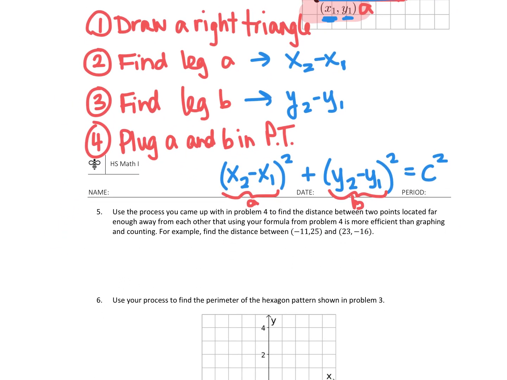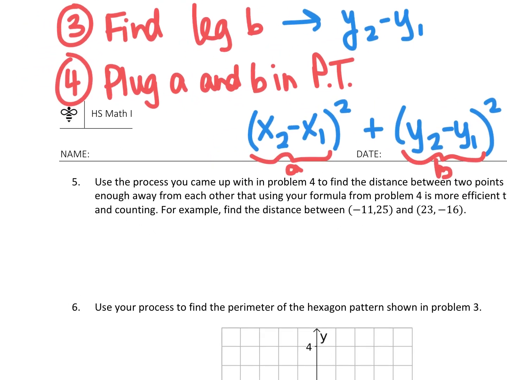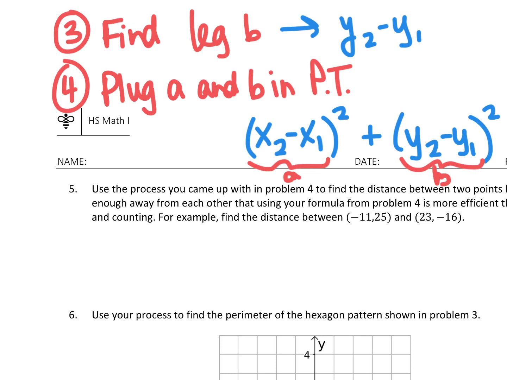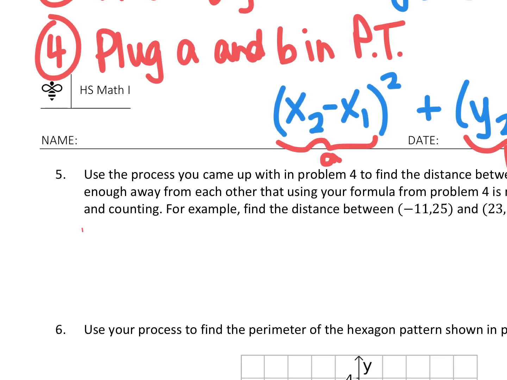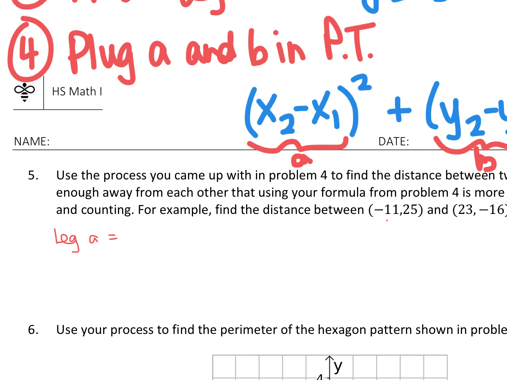So let's see if we can actually do this. Let's use the process that we just came up with to find the distance between 2 points that are really far apart, so it doesn't make sense to graph and count. So we've got these 2 points that we're going to find the distance between. The first distance we're going to find is leg A. In order to find that, we're going to subtract our x values. So here's our x1, here's our x2.